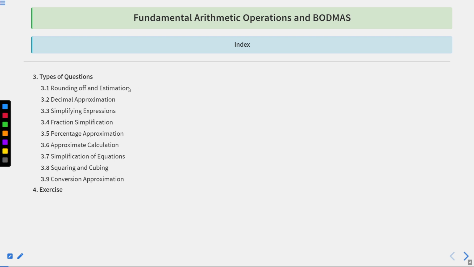The first type of question we are going to see is rounding off and estimation. Secondly, we will see decimal approximation. And third, we are going to study simplifying expressions. Fourth is fraction simplification. Then we will study percentage approximation. And sixth is approximate calculation, simplification of equations, squaring and cubing, and at last conversion approximation.